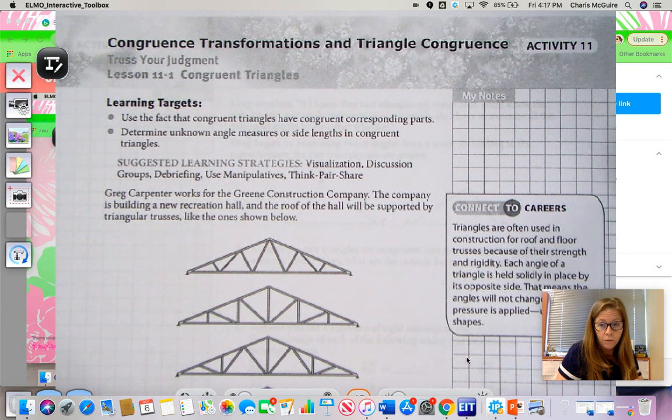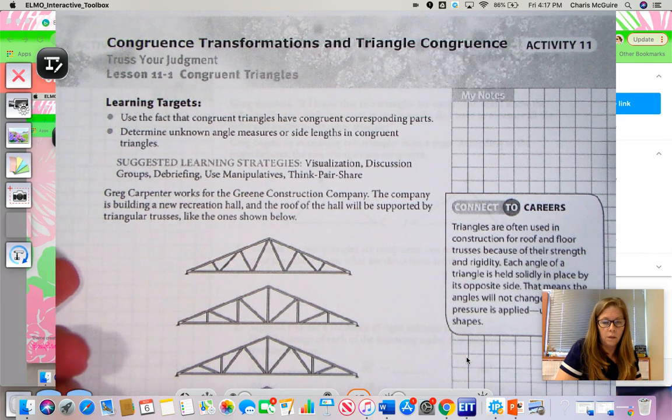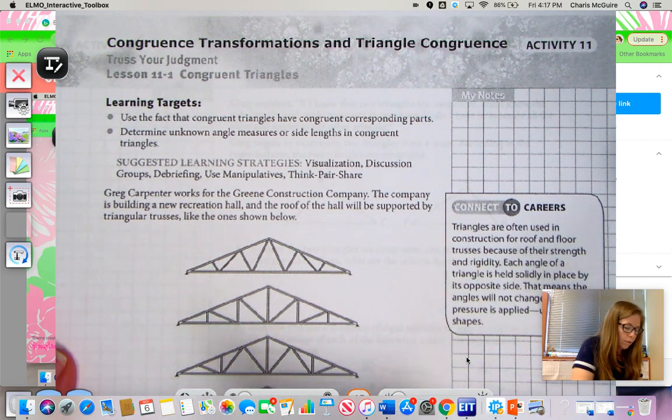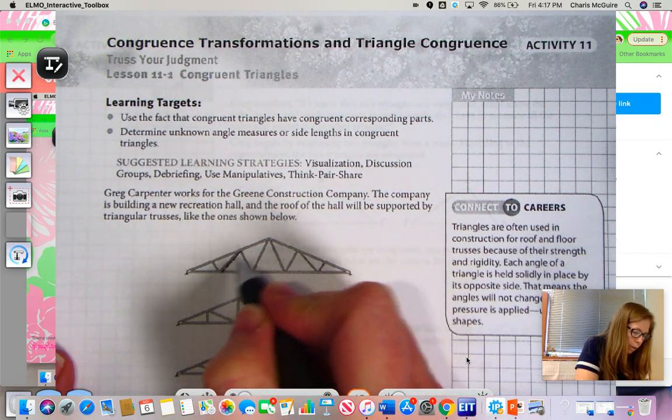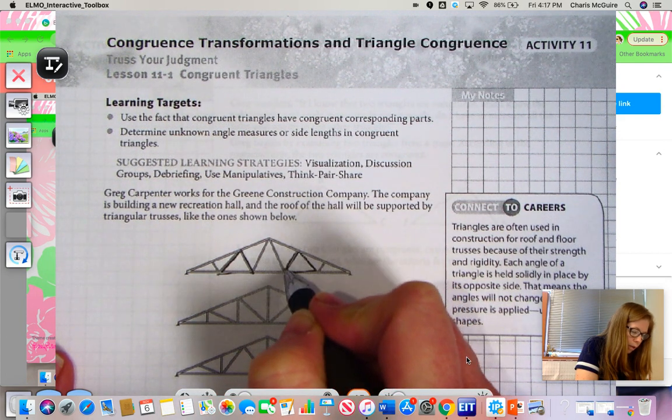Go into your roof. If your parent, go into your roof, don't go on your roof, sorry, go into your attic. If your parents will let you go into the attic, maybe get down some Christmas decorations, and you're going to see trusses that look like this, and they are formed out of congruent triangles. So you can see a lot of different congruent triangles. Like I'll just highlight a couple. Here's one, and you can see symmetrically on the other side, that one is.